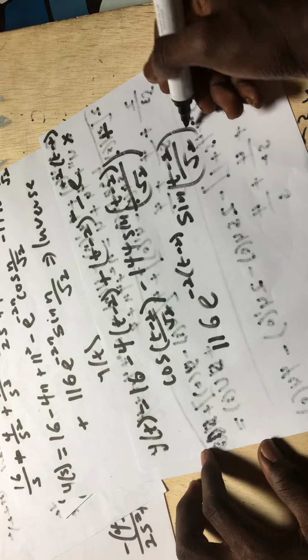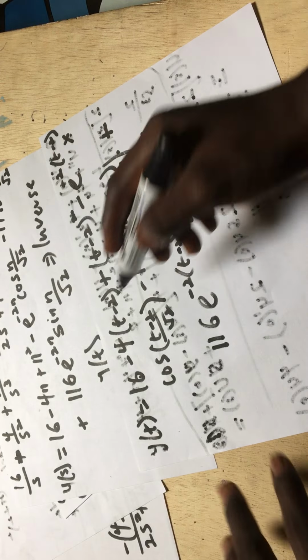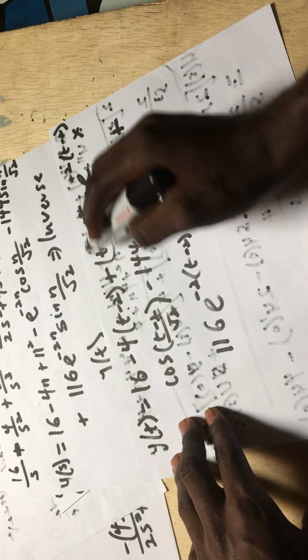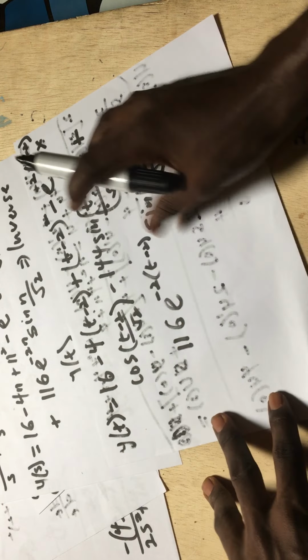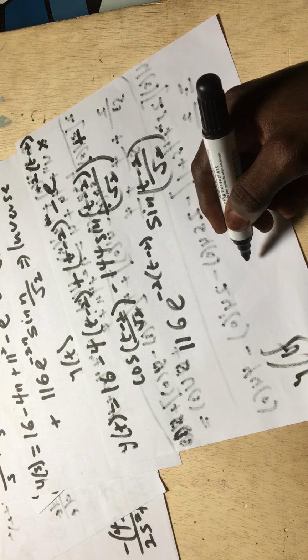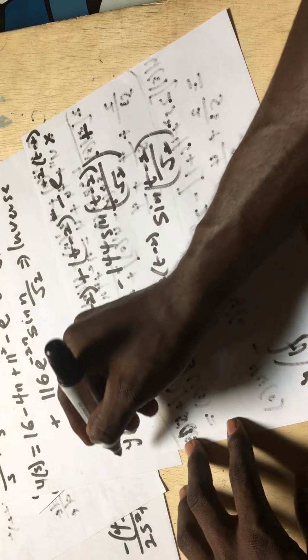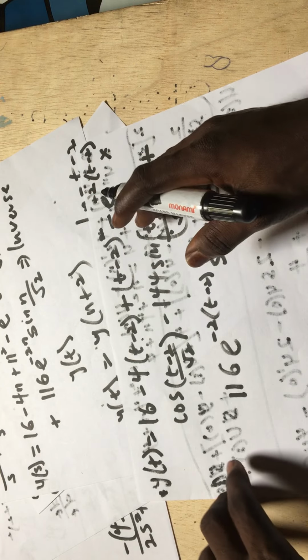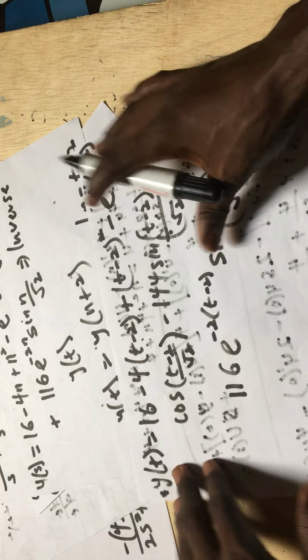Are we okay? So we can simplify this further. We can expand this bracket, expand this, and then we group like terms. Then we get the final answer. But this is okay for us. Are we okay? So this is our solution. Are we okay? Thank you for watching.